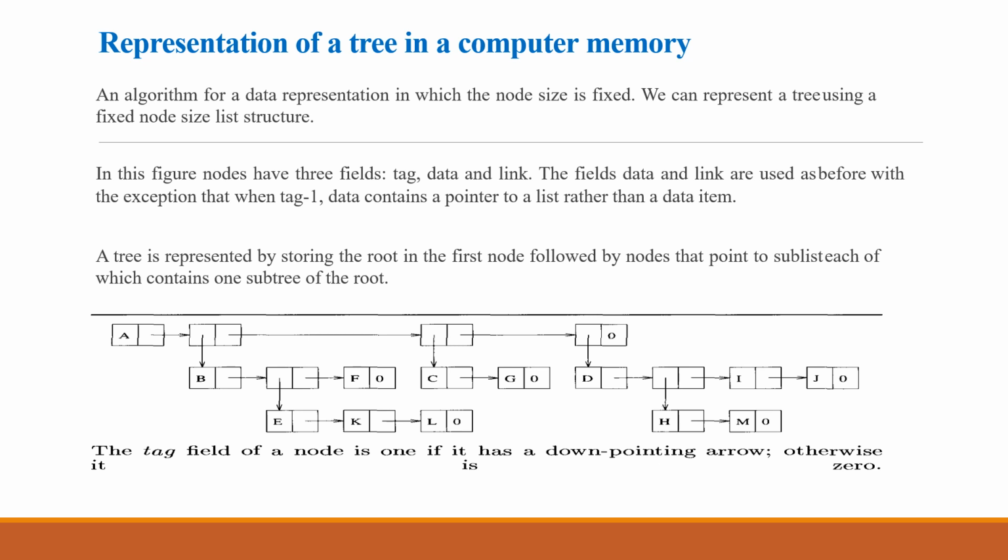So that is the tag field of a node: it is 1 if it has the down pointing arrow, or otherwise it is 0. So that is called the diagrammatic representation of the tree in the computer memory. The topmost node is A, then level 1 is B, C and D, and level 2 is E, F, G, H, I and J, and the next level 3 is K, L, M. These are all the last level, the child nodes in this tree representation.